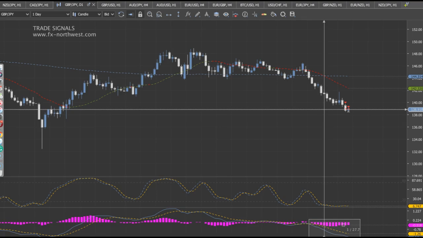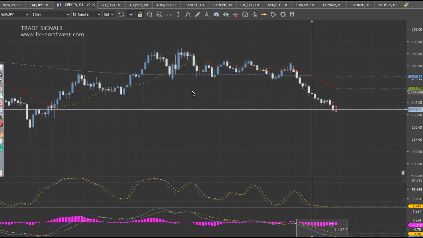It's what the trade signals that are sent out, for those of you that subscribe to FX Northwest trade signals. This is how trade signals are generated. We're looking at the pound yen daily chart. Notice these two lines, one is a 20 simple moving average line, the other one is a 200. And I'm looking at a daily chart.